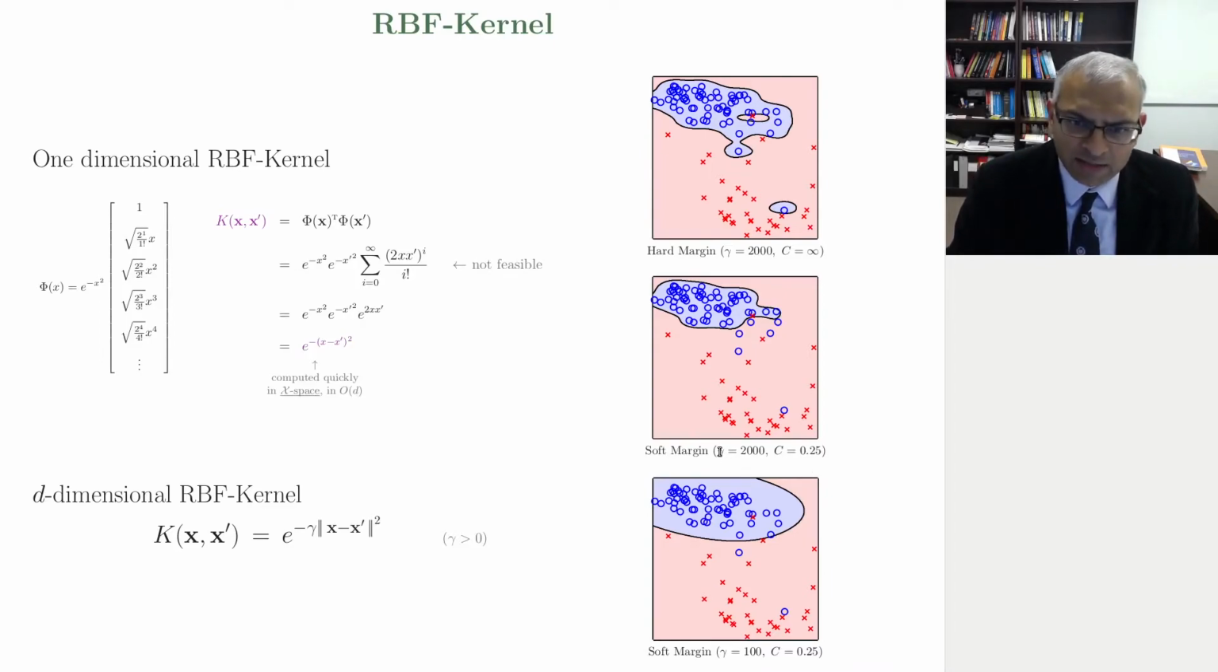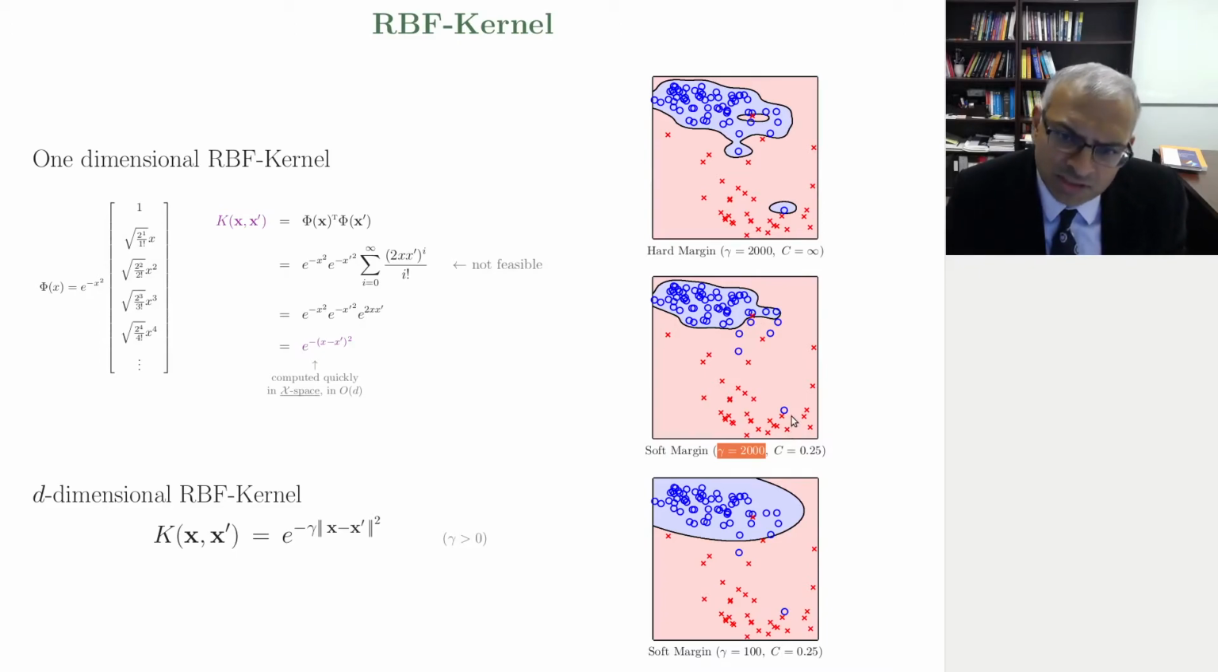Now gamma in the middle picture: the width is very small, so you get a very wiggly boundary. You can see some margin violations, and even some misclassification. You see this red X point here, it's in the blue region, and these blue points are in the red region. That's coming from the fact that we are allowing margin violations. C is not very large.